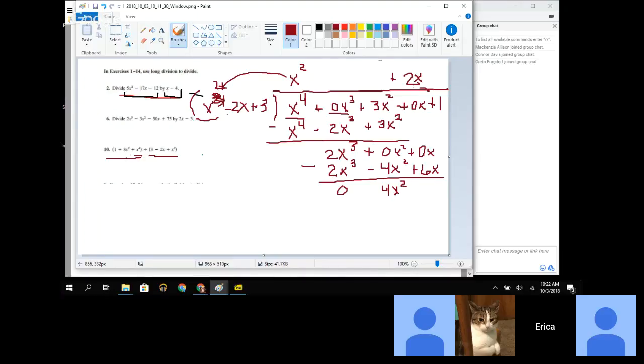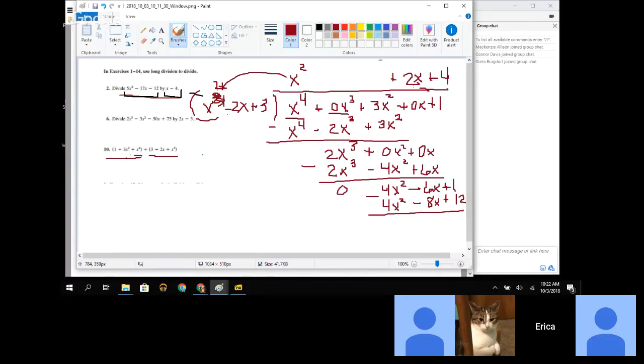Okay, 0x minus 6x is minus 6x. And then I'm going to bring down my 1. Okay, so now what do I need to multiply x squared with to get rid of 4x squared? I need to multiply by 4. Okay, so 4 times x squared is 4x squared. 4 times negative 2x is negative 8x. And 4 times 3 is 12.